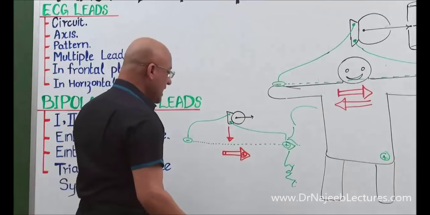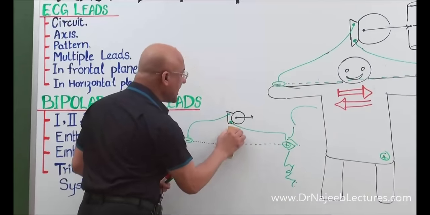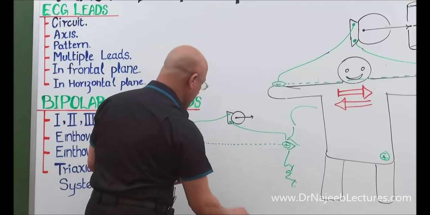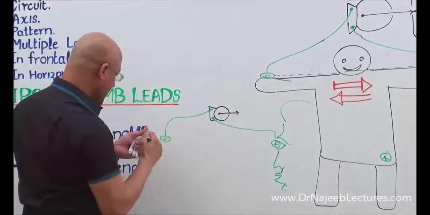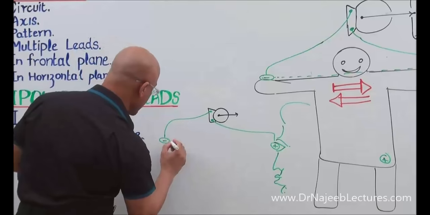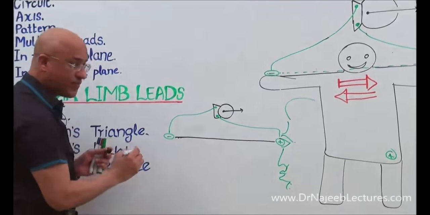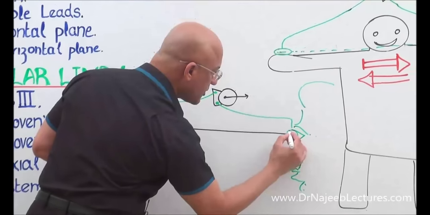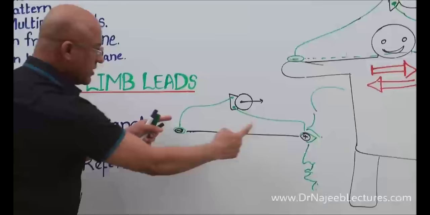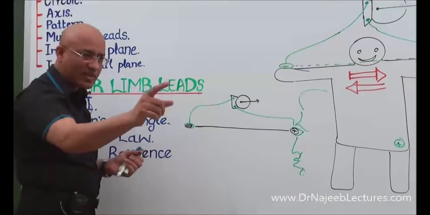Okay, let me tell you. To be very honest, he's right. There will be no net deflection. But what really happens? This is your axis of lead. I will draw it with black lines. This is the axis of the lead, negative electrode and positive electrode. This is the circuit of the lead. This is the axis of the lead. Is that right?